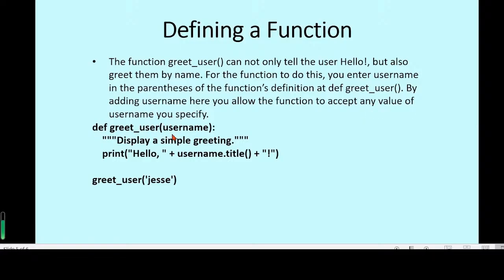So if we want to print a message with a different username, we can put a parameter here in the definition of the function, in the parentheses. Inside the function, the print message will take this username information and print a message. So when we call this function, we have to add a name, for example, Jesse here.